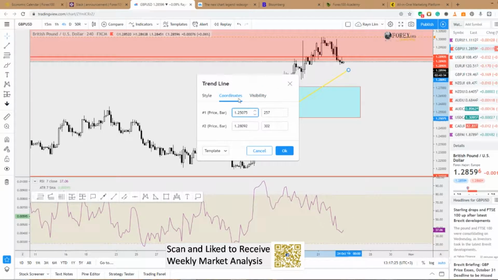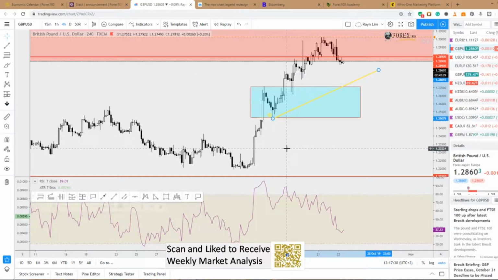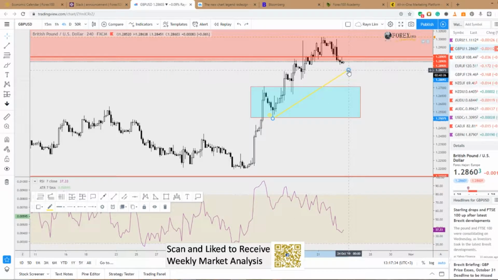Alright, so let's see if I can extend it further, just like that. Oops, I think it messed up the thing. Alright, so I will extend it later. But this is a trend line I'm looking at on this angle for a buying opportunity.